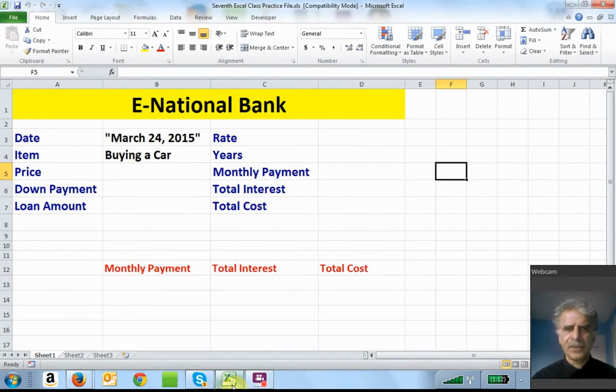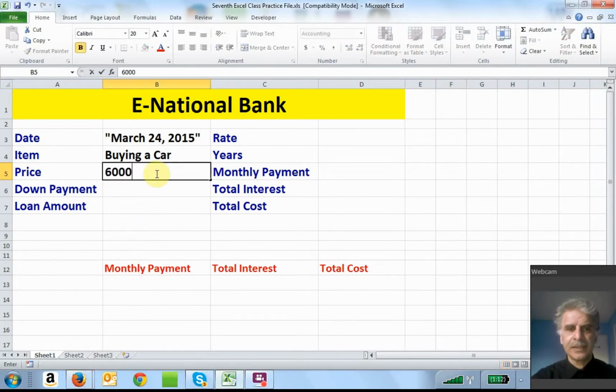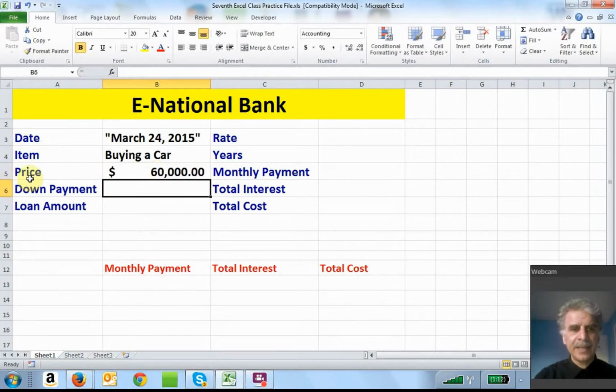Hi, I would like to go through a problem related to a loan. Suppose we are interested in buying a car, and let's say the price of this car is $60,000. So let me first have that one, and then right away I'm gonna assign a name to price.